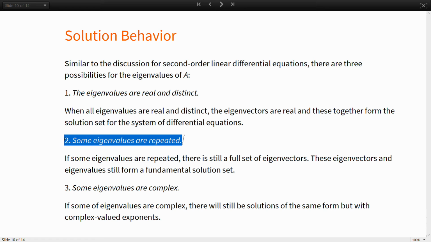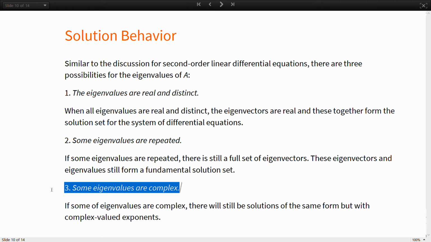If some of the eigenvalues are repeated, then we will still get a full set of eigenvectors, so the eigenvalues and eigenvectors will still form a fundamental solution set. In the case that the eigenvalues are complex, we will still get solutions in the form of exponentials, but with complex valued exponentials for the terms that have complex valued eigenvalues.